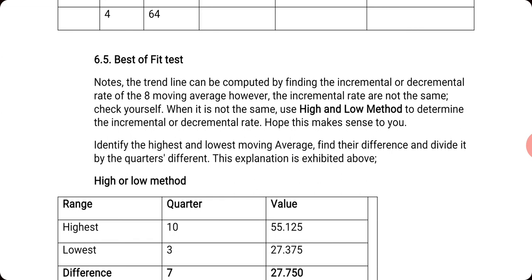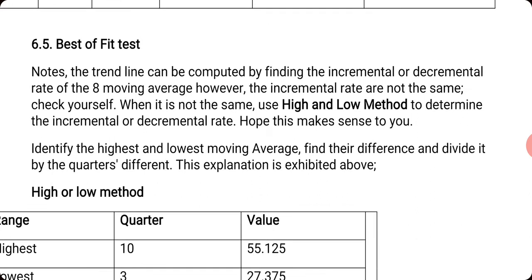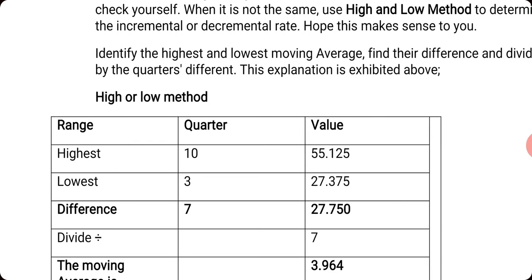Note, the trend line can be computed by finding the incremental or decremental rate of the 8 moving average. However, the incremental rates are not the same. Check yourself. When it is not the same, use the high and low method to determine the incremental or decremental rate. Hope this makes sense to you. So this is the high or low method.